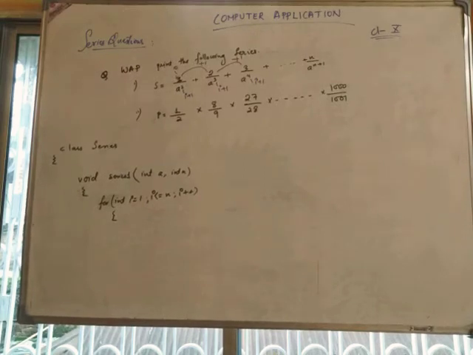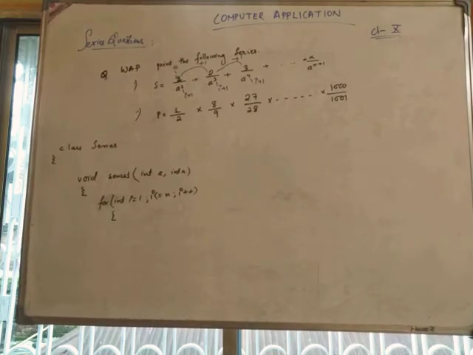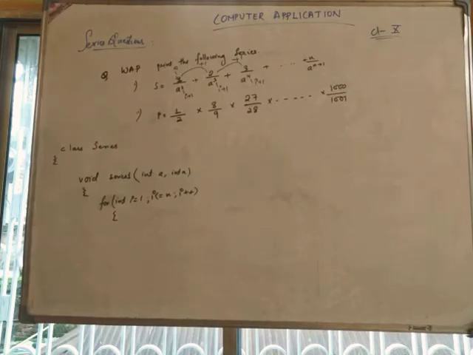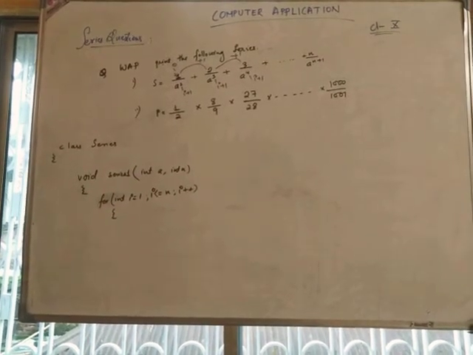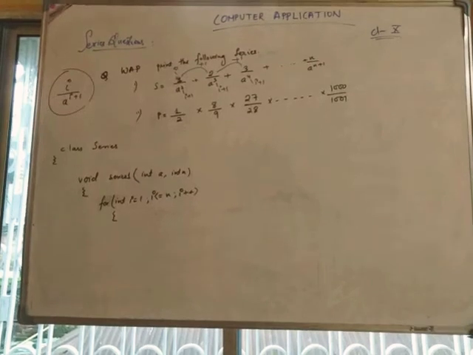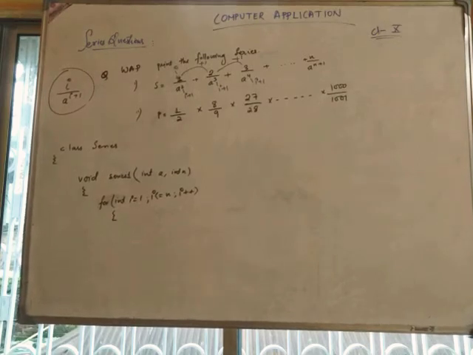Now, what is the whole term? In 1 by a square, if the i value is 1, then we have square. If the i value is 2, then we have cube. If the i value is 3, we have a to the power 4. It means every time, the power is i plus 1. So the term is i divided by a to the power i plus 1. This is the universal term for all the terms in question number 1.